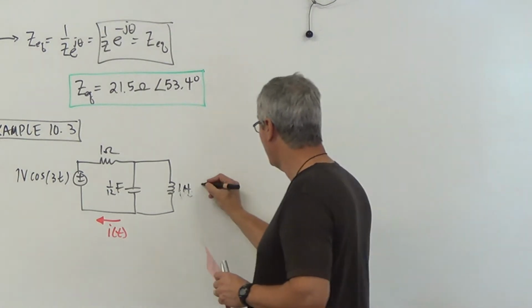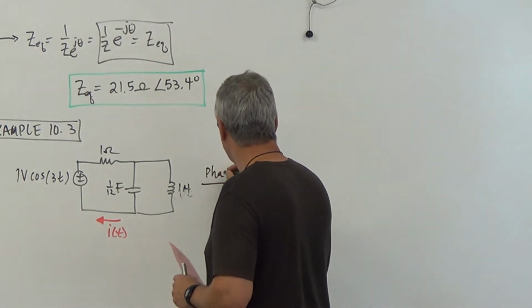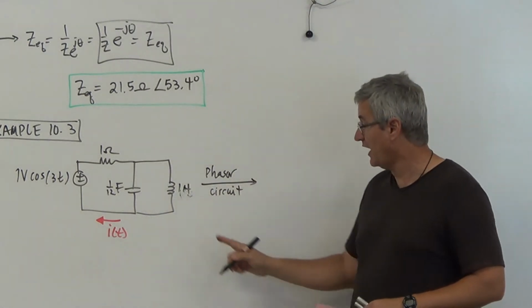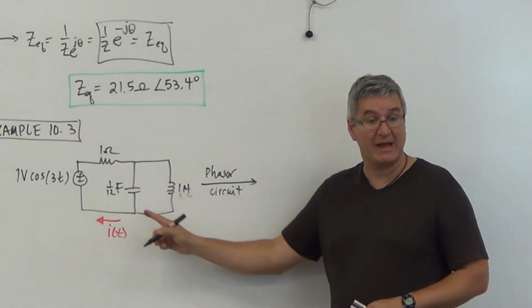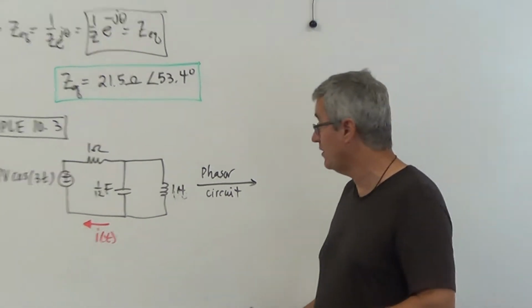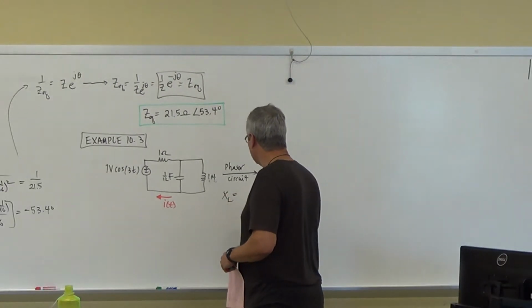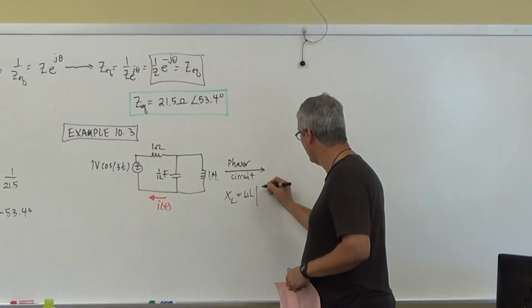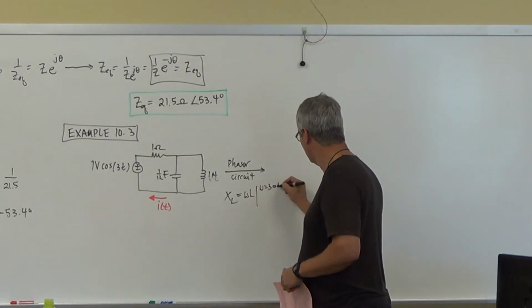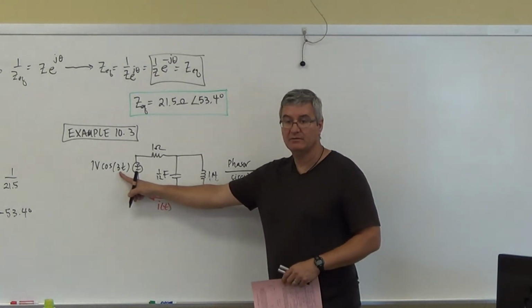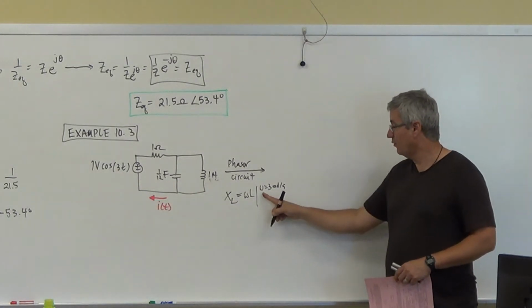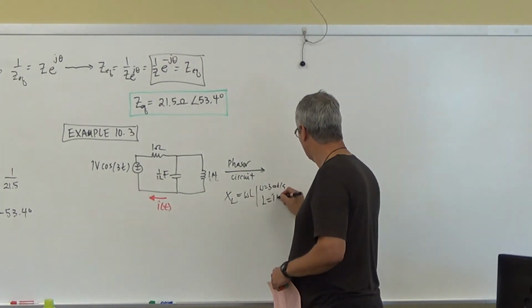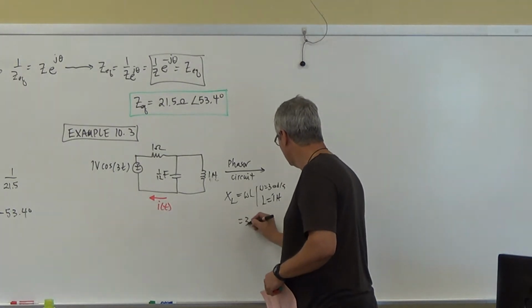Okay, here we go. Check it out. Look what I'm going to do. Phasor circuit. So what do I have to do to a phasor circuit? I have to convert the inductor and the capacitor into phasor form. So let's look at that. XL is going to be what? Omega L. Where's omega at? There she is right there. It's 3. Omega is 3 rads per second. What's the inductance value? 1. So what is this equal to? 3 ohms.